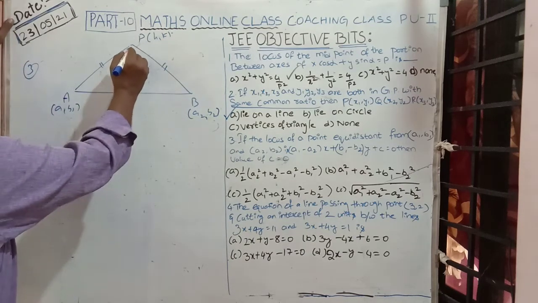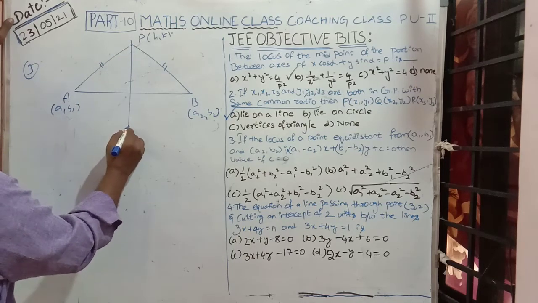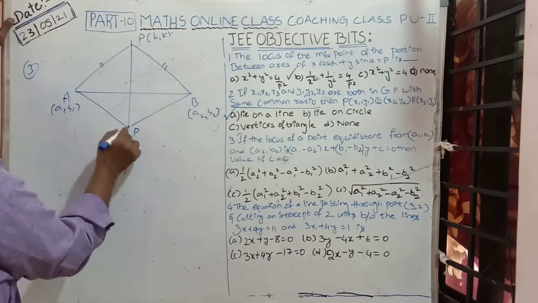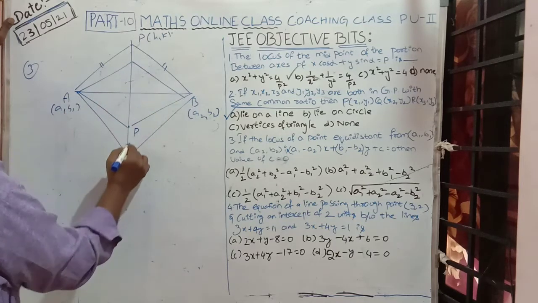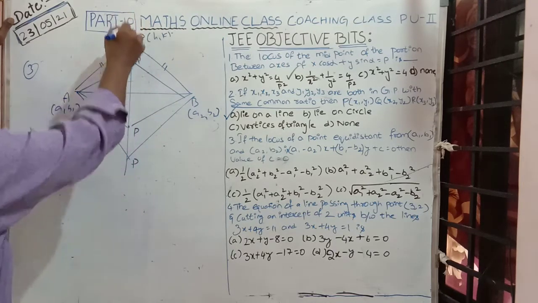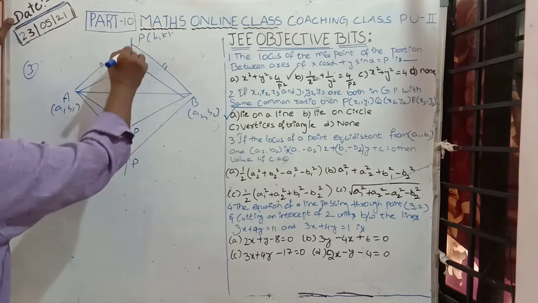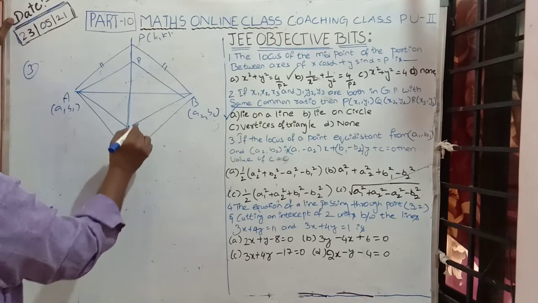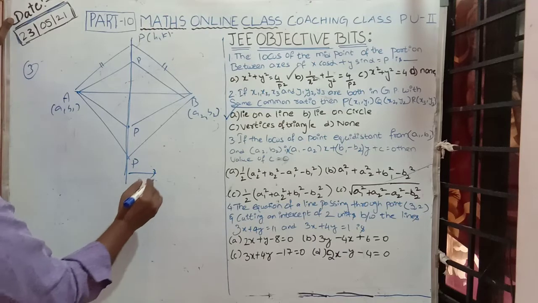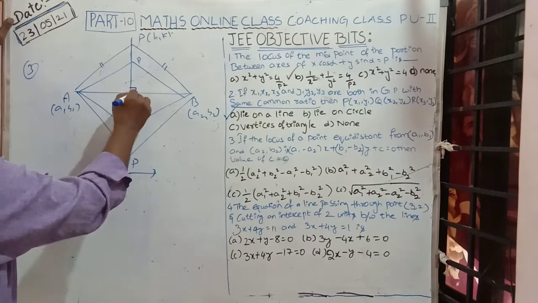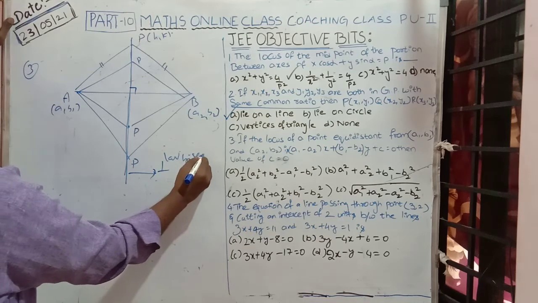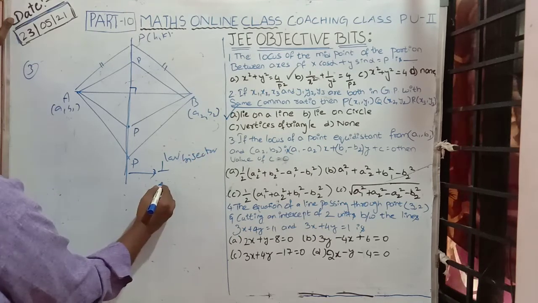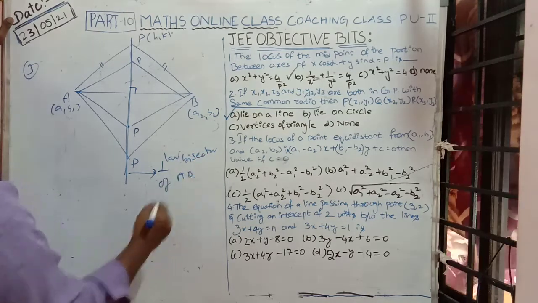That means if the point P is here, here also it is at equal distance, or here, or here. So point P is moving on this line. What is this line called? It is a perpendicular bisector. It's very clear. The perpendicular bisector of AB.